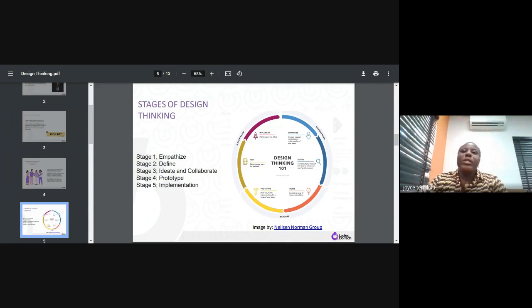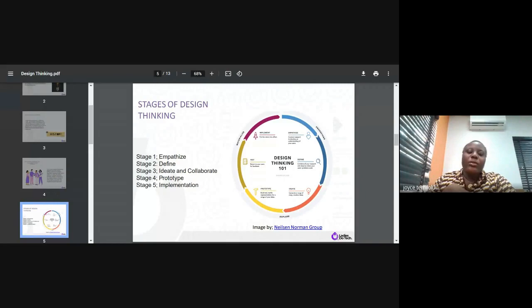So now we're going to the stages of design thinking, right? If you go online to check for stages of design thinking, you see things like empathize, defining the problem, ideating and collaboration, prototype, and stage 5. A lot of people like to put stage 5 as testing, but over time, I've discovered stage 5 for me for design thinking has been implementation, of which implementation is divided into different parts.